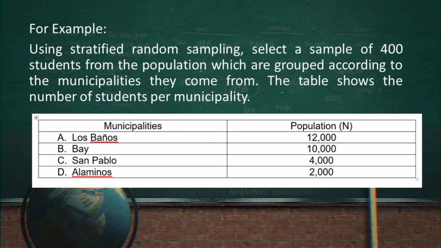For example, using stratified random sampling, select a sample of 400 students from the population which are grouped according to the municipalities they come from. The table shows the number of students per municipality. So there are 12,000 students in the municipality of Los Baños. So we assume that there are 12,000 students. And the municipality of Bay has 10,000. San Pablo has 4,000 and the municipality of Alaminos has 2,000.